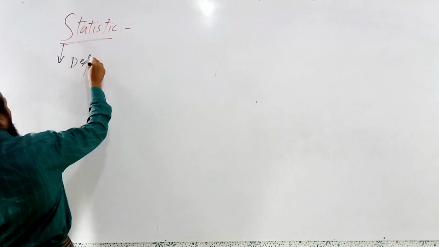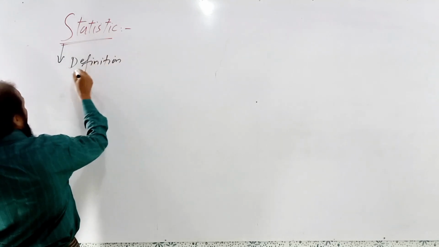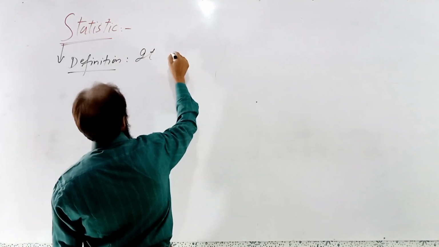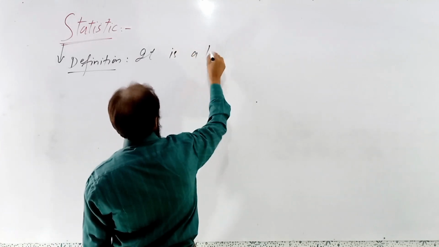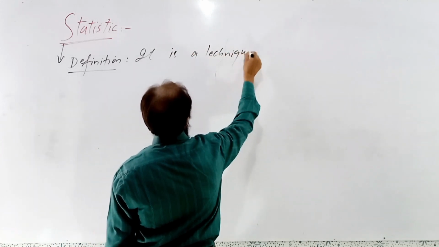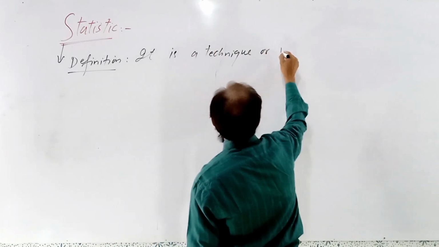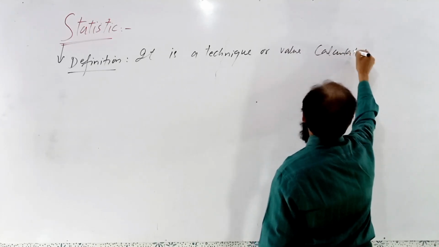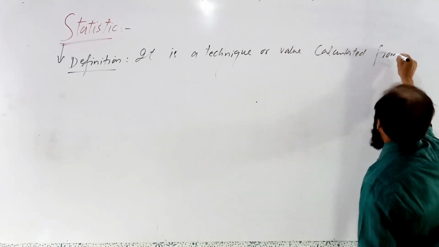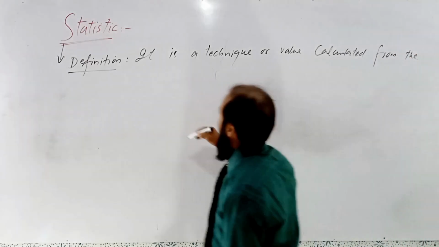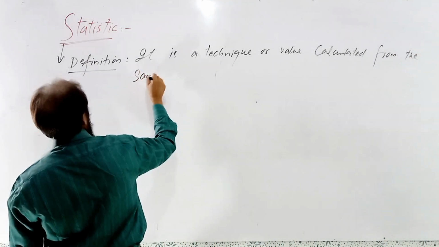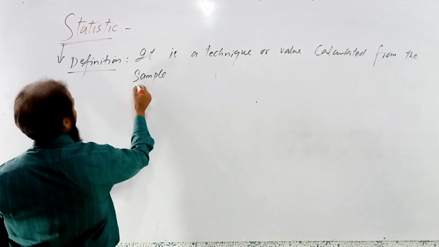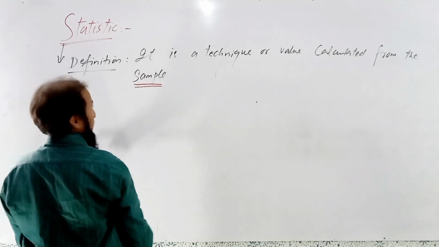Definition of statistic. It is a technique or value calculated from the sample. A value calculated from the sample is called a statistic.